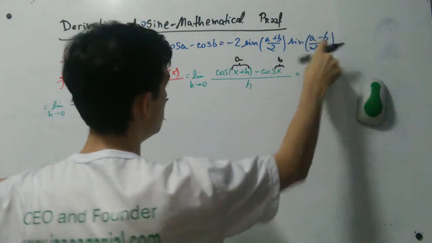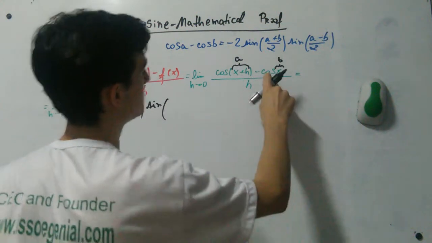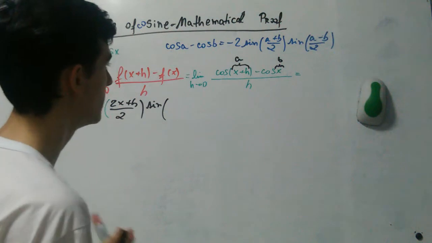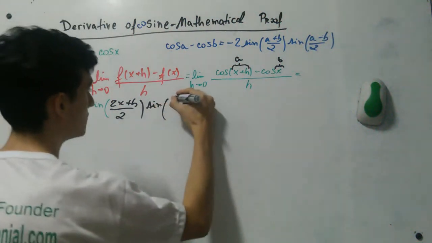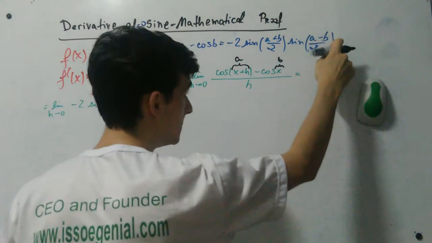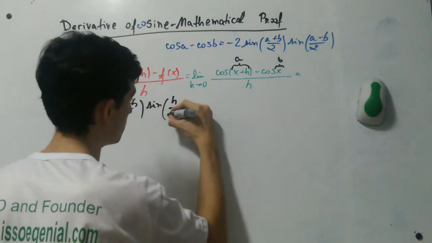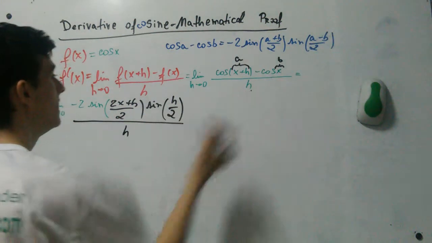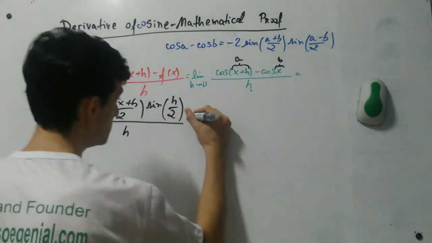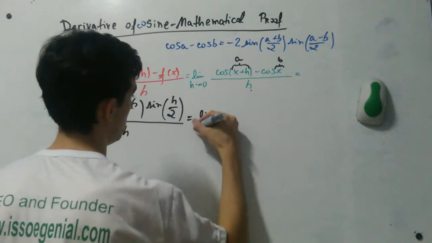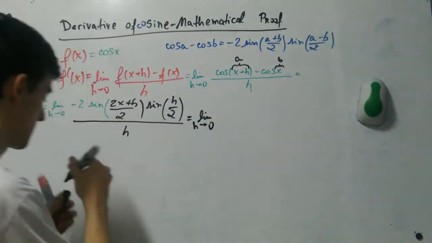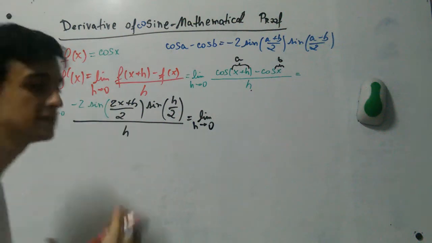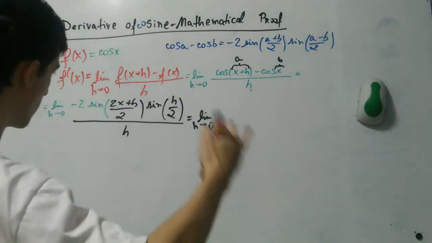So A minus B is x plus h minus x. x cancels out with negative x, and we are left with h. So h, and this is A minus B. Then we have the divided by 2. And then all of this divided by h, this h right here. So this is equal to the limit when h approaches 0. Before we move on, we have to manipulate things so we can simplify this whole expression.